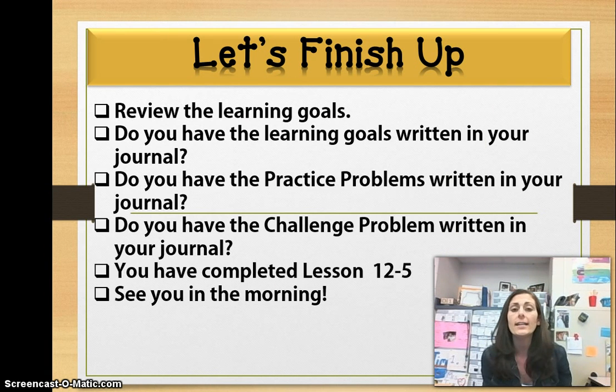And double check tonight that you've written your learning goals down, that you have written vocab, you have done all your practice problems, and you've completed your challenge problem. And if you have, you have completed lesson 12-5. See you in the morning.